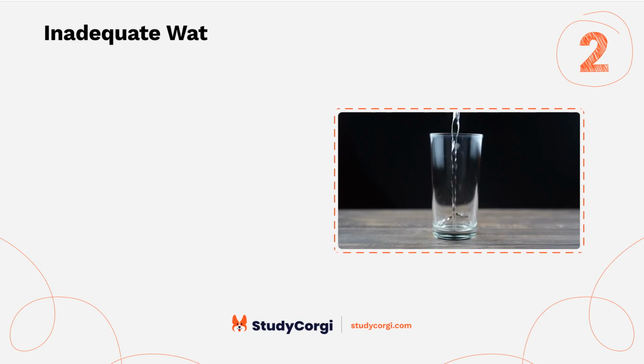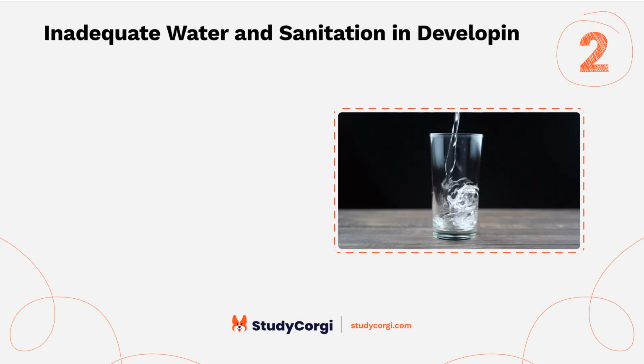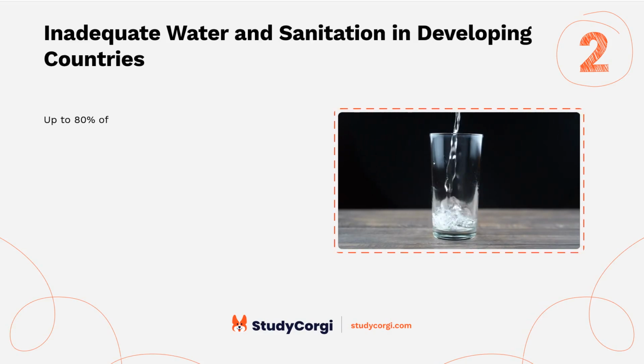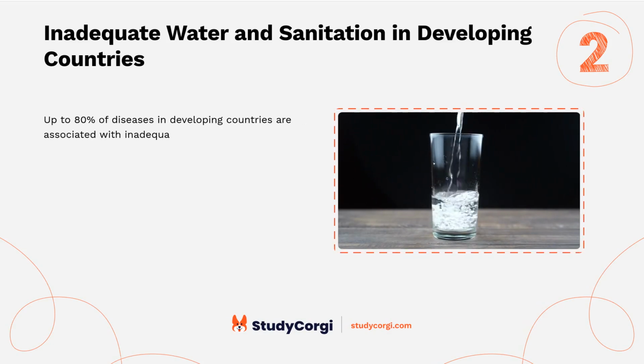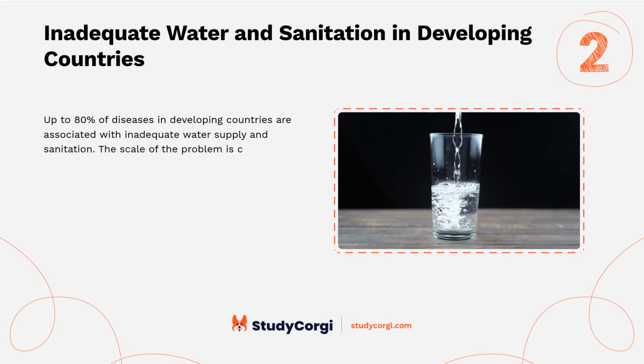Inadequate water and sanitation in developing countries. Up to 80% of diseases in developing countries are associated with inadequate water supply and sanitation. The scale of the problem is colossal.